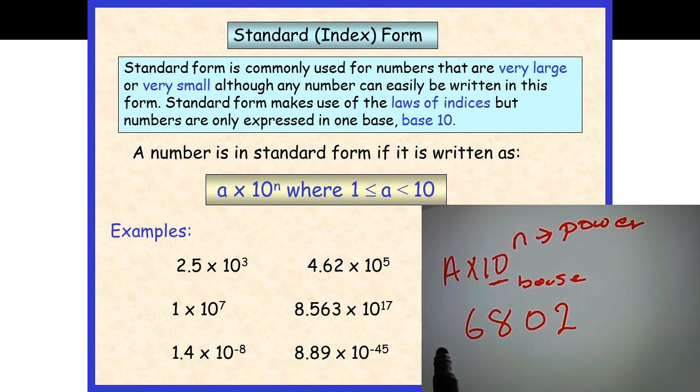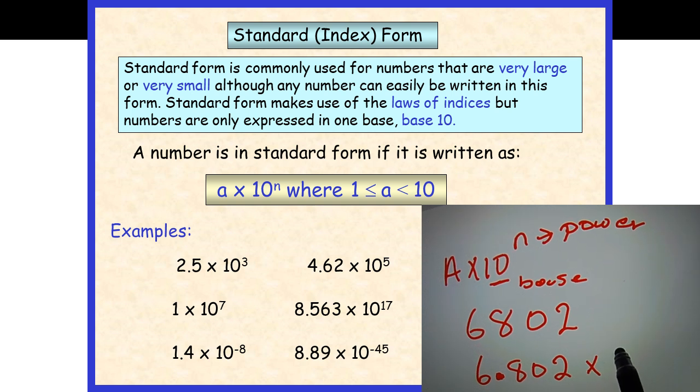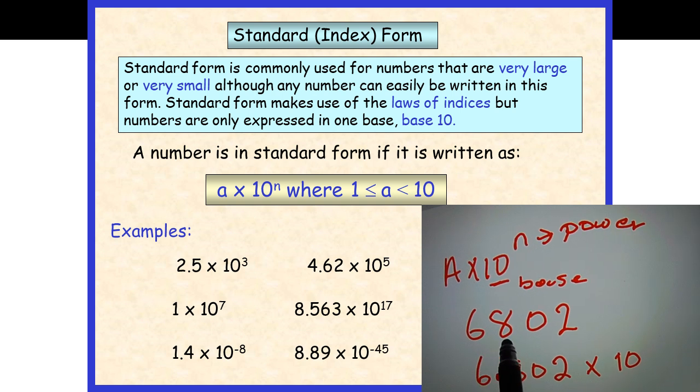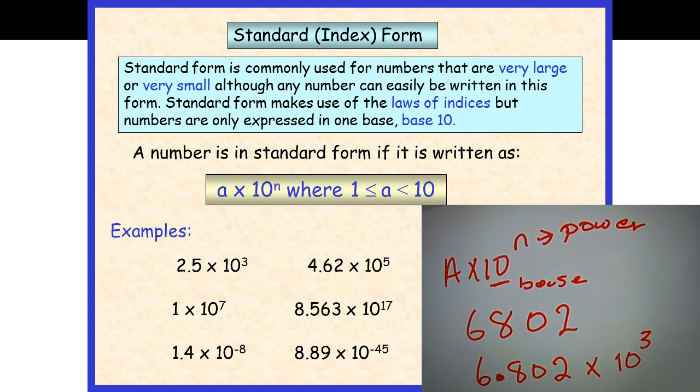So in this example, I've got 6.802. That number is between 1 and 10. So times by 10 to the power of, you can notice here 6,000, so I take 1,000 out, so it's to the power 3.